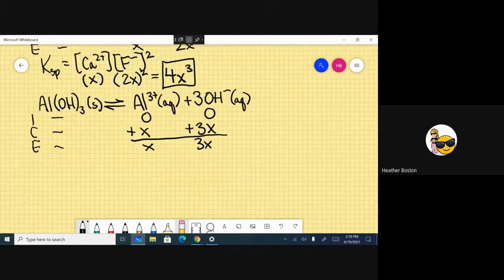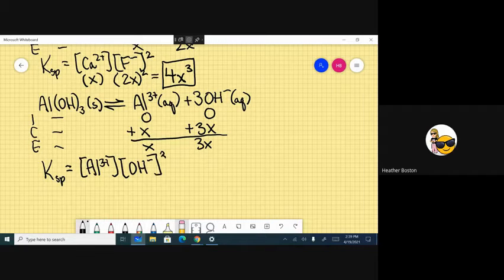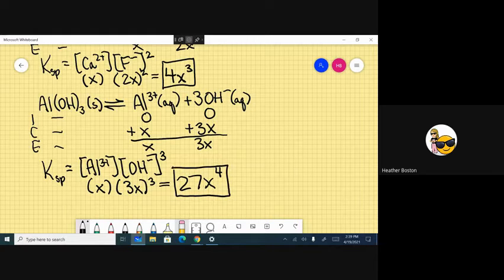Now let's carefully plug this in. Ksp is equal to aluminum times hydroxide cubed. So x and 3x cubed. It's not 9 though, is it? What is it? 27x to the 4th. Anytime you have 4 ions, it will be 27x to the 4th.